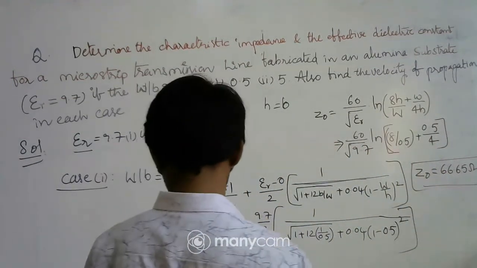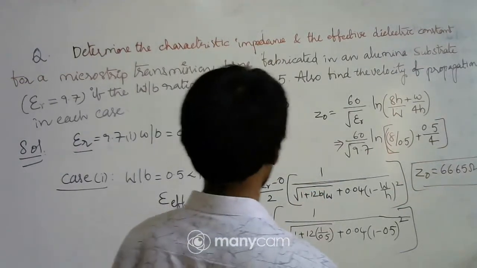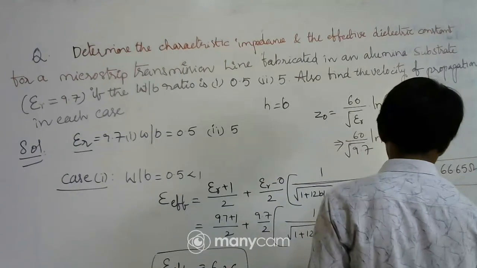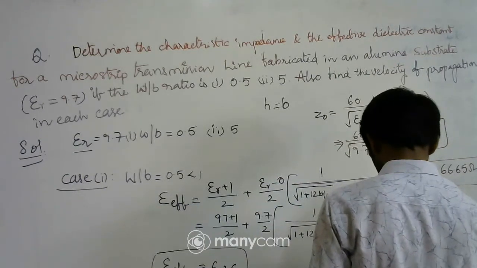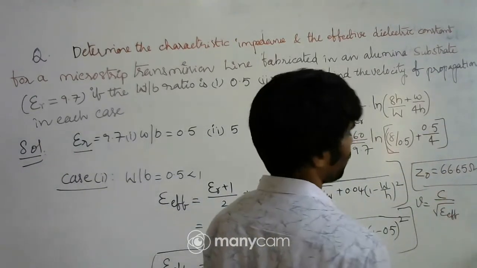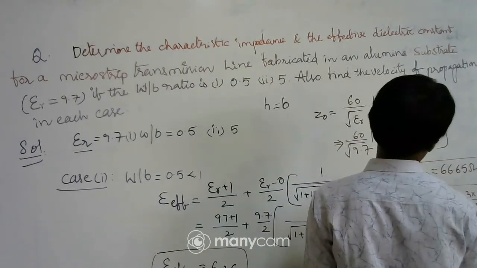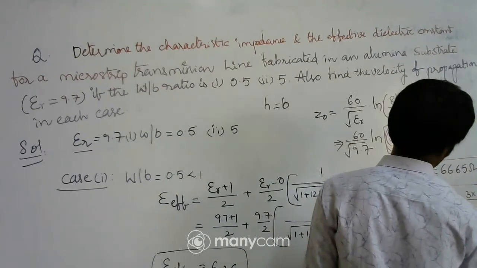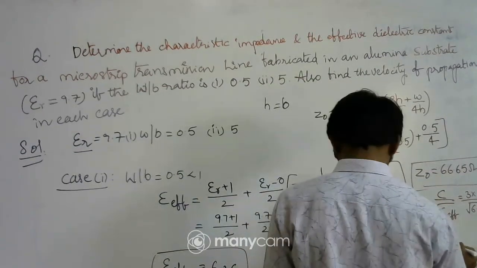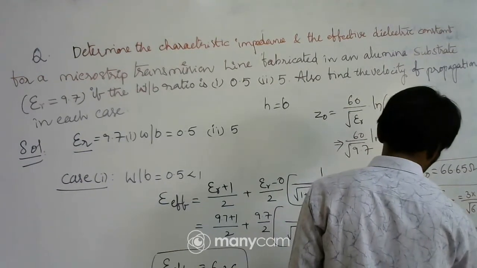Then next you need to find the velocity of propagation. The formula for that is v equals c divided by square root of the effective dielectric constant. c means 3 into 10 to the power of 8, divided by square root of 6.26. The value is 1.2 into 10 to the power of 8 meters per second.